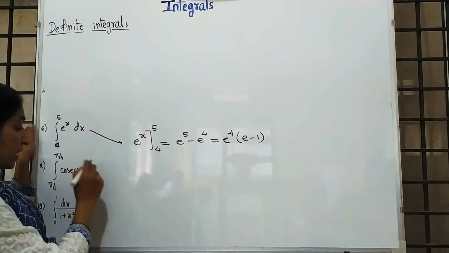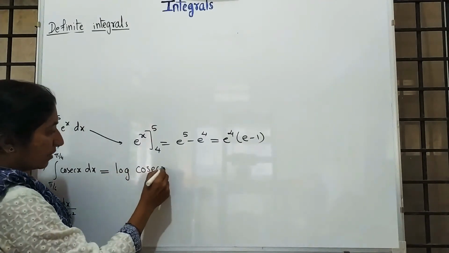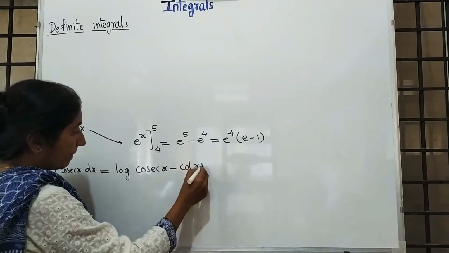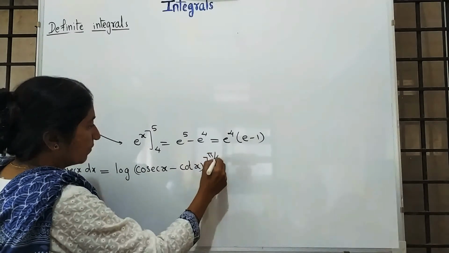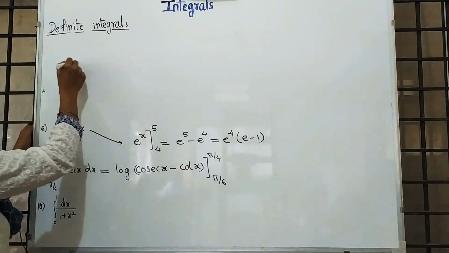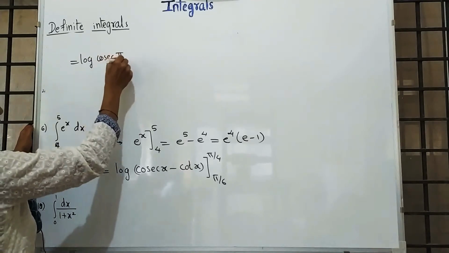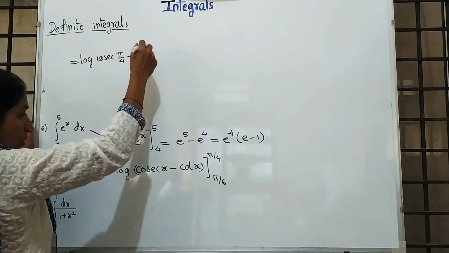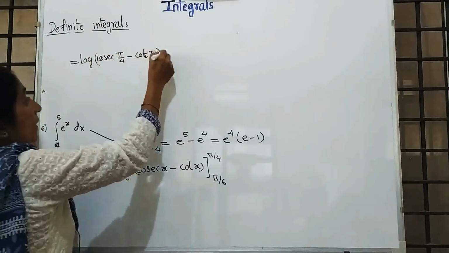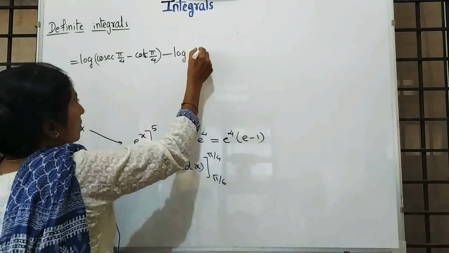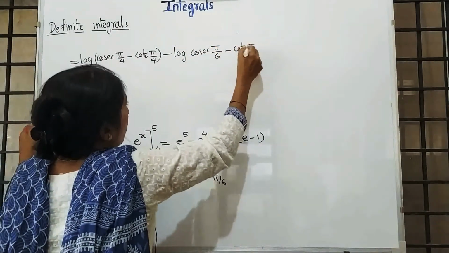Next, what is the integration of cosecant x? It is log of cosecant x minus cot x from pi by 6 to pi by 4. Now write down the upper limit and lower limit. It is log of cosec pi by 4 minus cot pi by 4, minus log of cosec pi by 6 minus cot pi by 6.